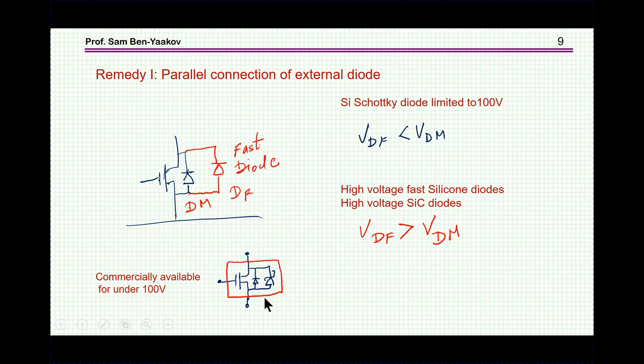Above 100 volts, there is a problem, because as it turns out, fast silicon diodes above, say, 400, 500 volts will have a voltage drop which is larger than the voltage drop of this intrinsic diode. And as we have seen, we are talking about a diode that has a really low voltage drop. Well, here Murphy's law intervenes: the faster the diode, the higher the voltage drop. So when you use a faster diode, the voltage drop will be high and it won't do any good, because the current will go through this internal diode. So this solution cannot be used for high voltage applications.